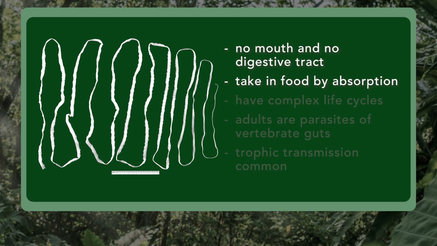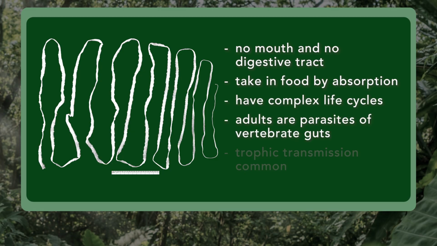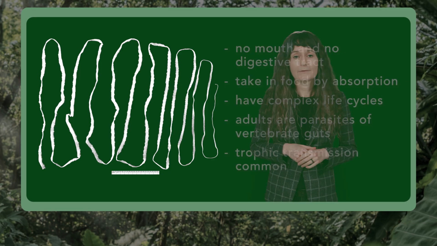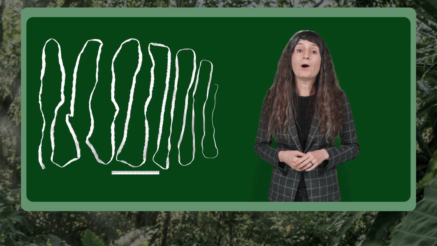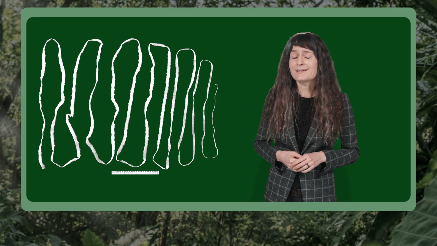The cestodes have complex life cycles like the trematodes, but often more complicated, and the adult cestodes are parasites in vertebrate guts. We often see trophic transmission among the cestodes. This class of flatworms is also very well represented among human parasites.